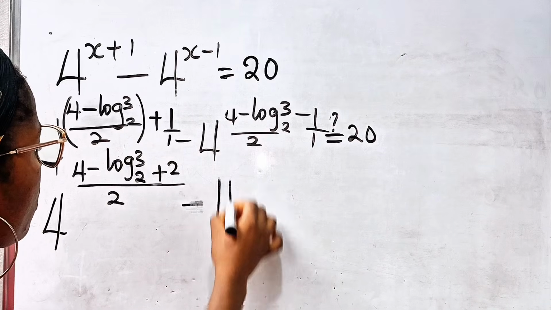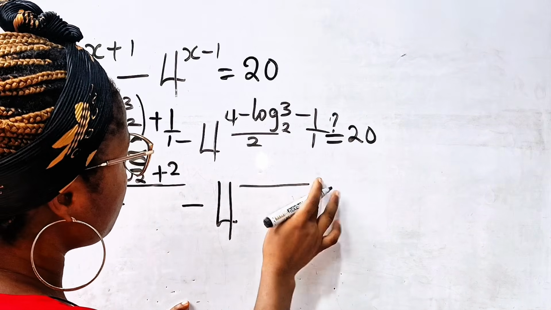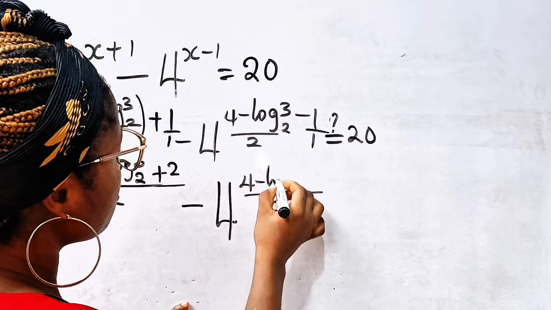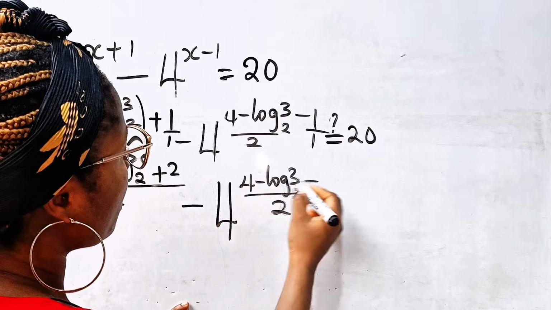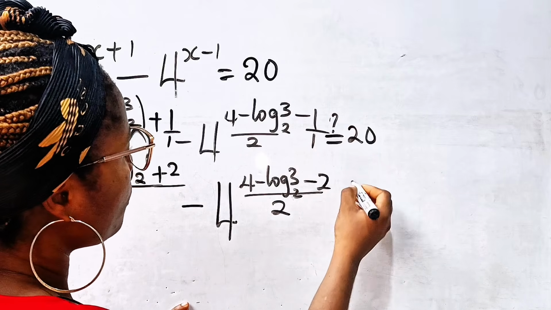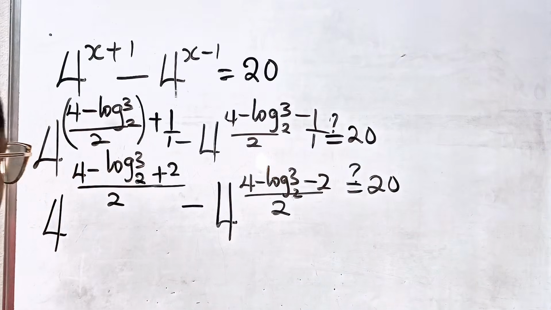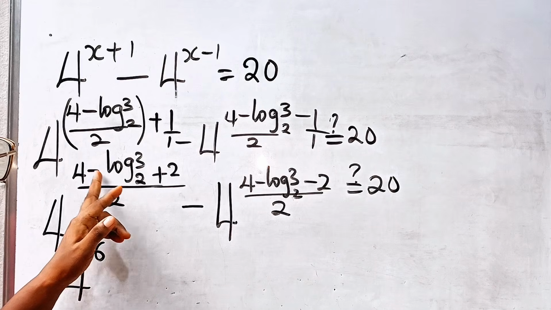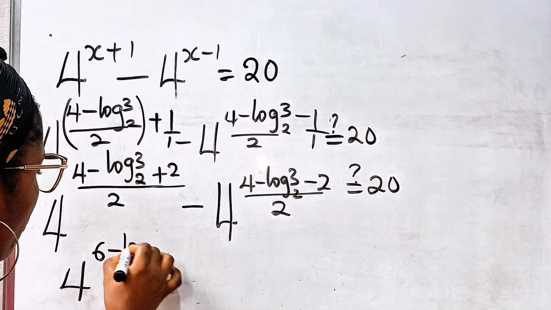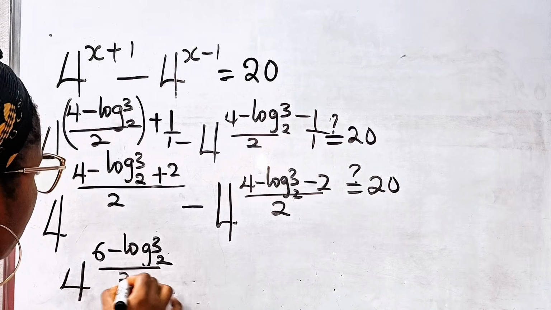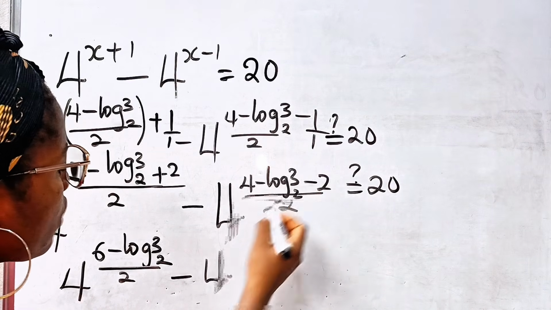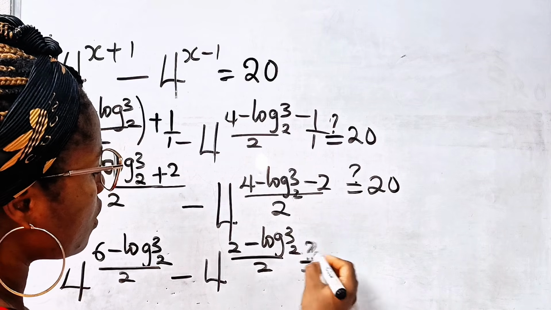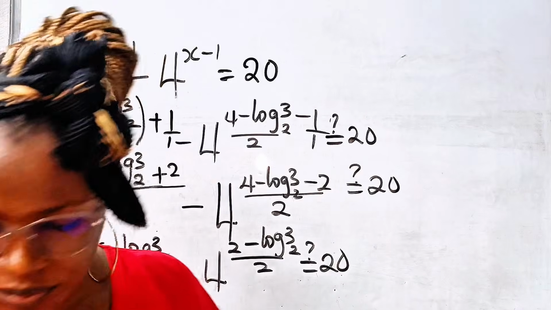Then minus 4 to the power of the same thing. The LCM is 2. When 2 divides 2, 1 times this is the same thing: 4 minus log 3 base 2, minus 1 into 2 is 2. 2 times 1 is 2. Now, is this equal to 20? So we solve 4 to the power of 4 plus 2, which is 6, minus log 3 base 2 divided by 2. Then minus 4 to the power of 4 minus 2, which is 2, minus log 3 base 2 divided by 2. Is this equal to 20?